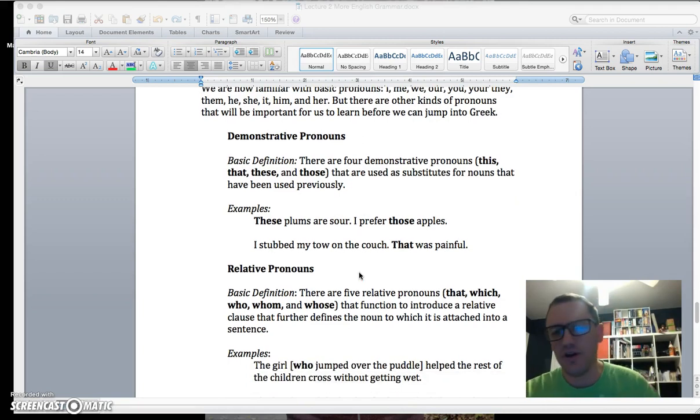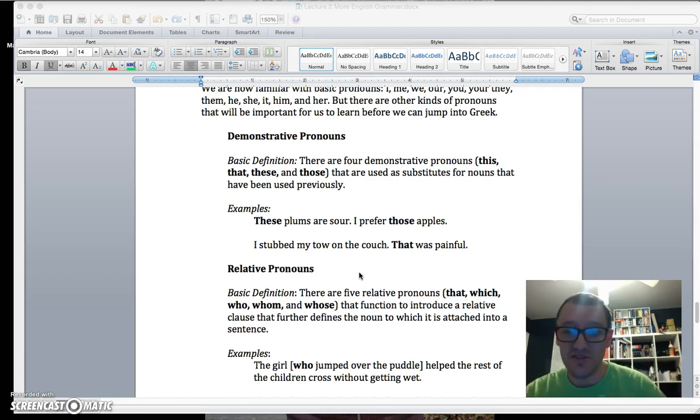So first, demonstrative pronouns. Demonstrative pronouns really function like adjectives in the English language, and we tend to use them as what's called the near and far. So "this" and "these" are near demonstrative pronouns, and "that" and "those" are the far demonstrative pronouns. So for example, these plums are sour. I prefer those apples. Those are both demonstrative pronouns, and the reason that I say they function adjectivally is if you look at it, they're which plums? These plums. They're joining on almost like an attributive adjective to the noun plums.